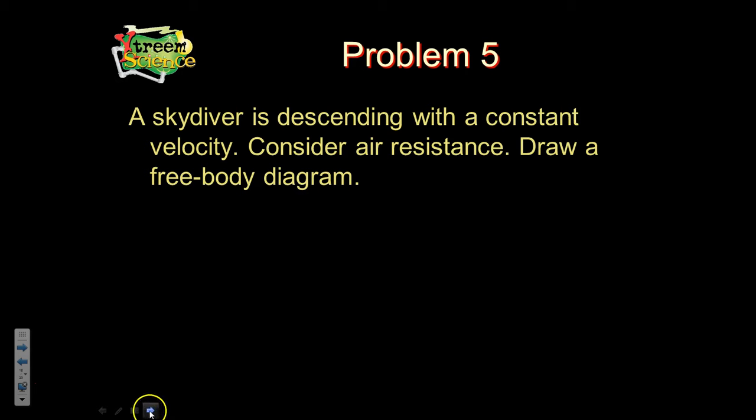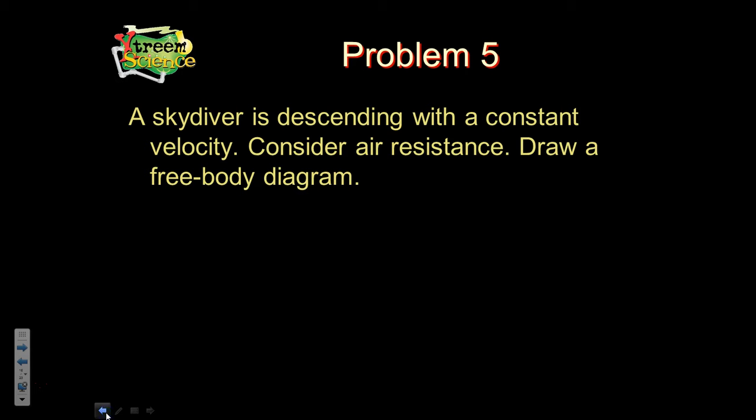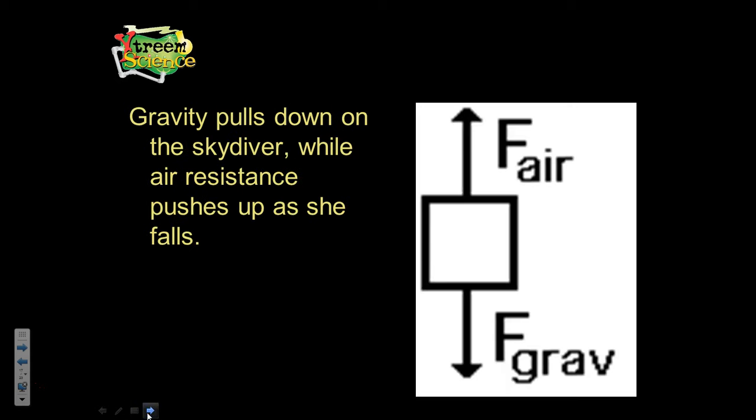Skydiver is descending with a constant velocity. Consider air resistance. Okay, so in this one, of course, the skydiver is probably on Earth, so he's being pulled down by gravity. Now, let's say he was dropped out of the airplane. So he's not accelerating. There's no applied force. There wasn't some slingshot shooting him down. So there's no applied force or anything.